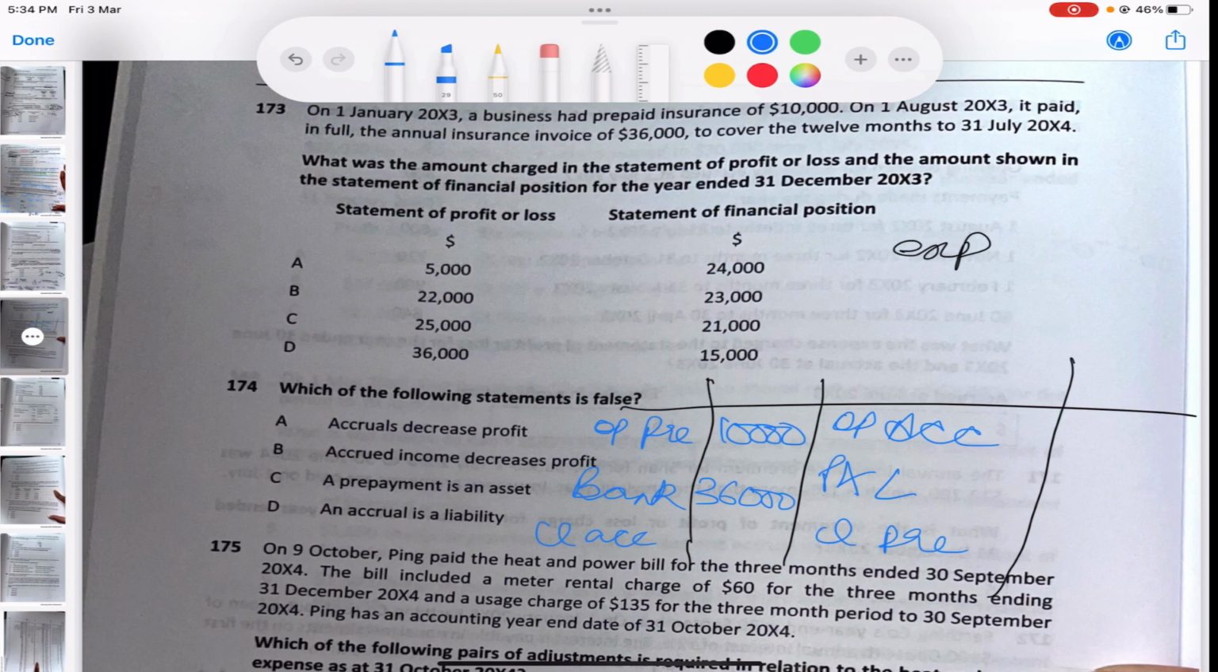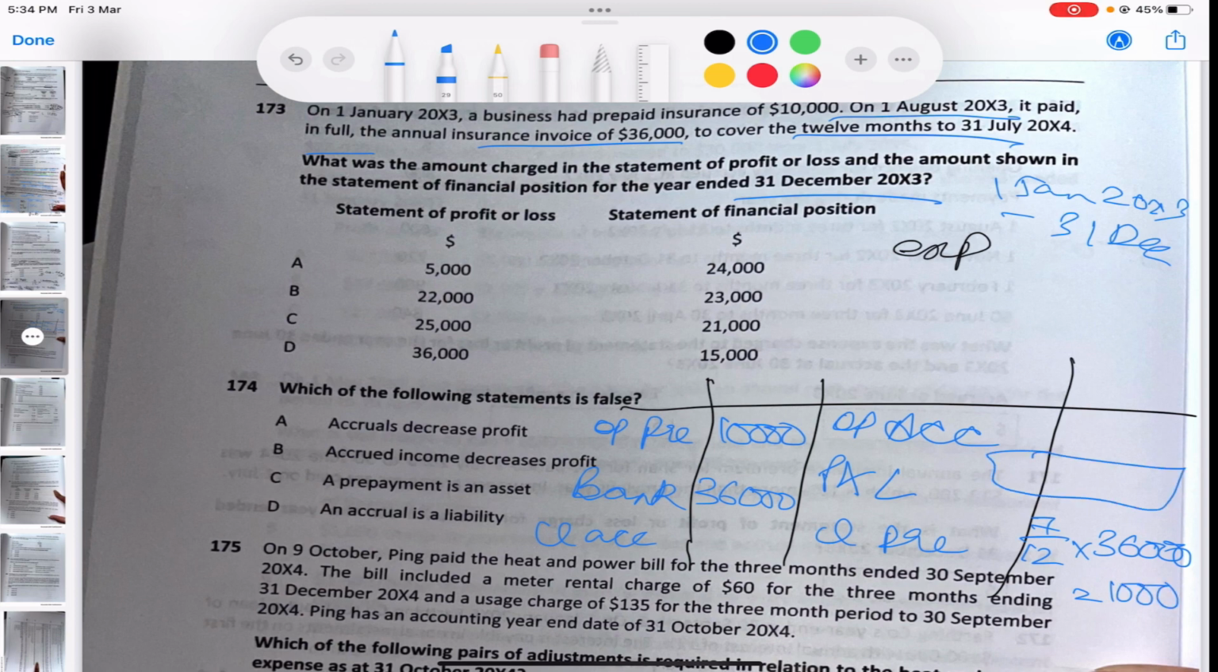Okay, now we need to find the thing. What is the year of concern? 1st Jan 2003 to 31st December 2003. So on 1st August, it paid in full to cover 12 months. So August, September, October, November, December. Okay, until July it paid. So January, February, March, April, May, June, July. So 7 months it is basically prepaying us. So my closing prepaid will be 7 by 12 into 36,000, which will be 21,000. Now you just have to do the balancing and you'll get the P and L.